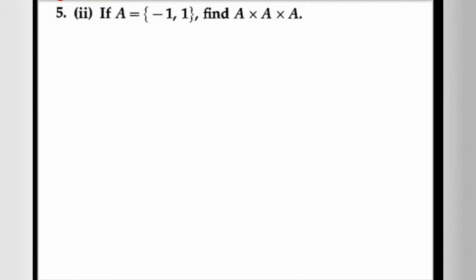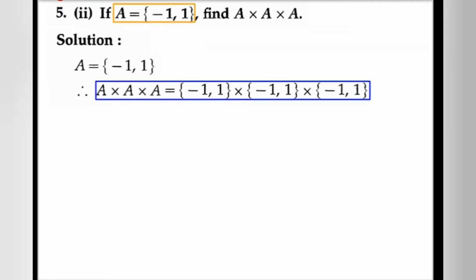Number 2. If A is equal to set of minus 1, 1, find A cross A. Solution. Now we are given that A is minus 1, 1. Therefore A cross A would be minus 1, 1 cross minus 1, 1.